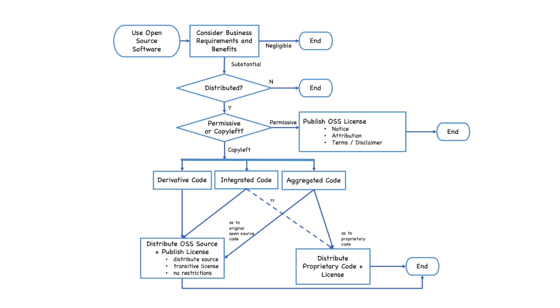Here is a map of the territory that we're about to cover. It's a flowchart depicting a simple logic for making decisions about open source software. The boxes indicate processes or analyses, and the diamonds are decisions that you will make along the way to adopting or using open source in your own software.